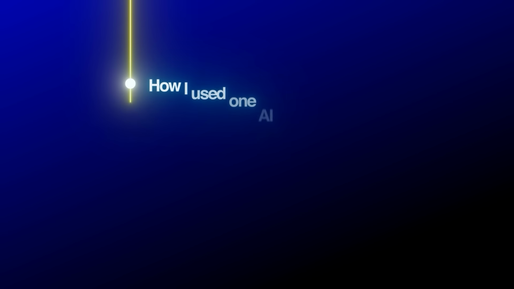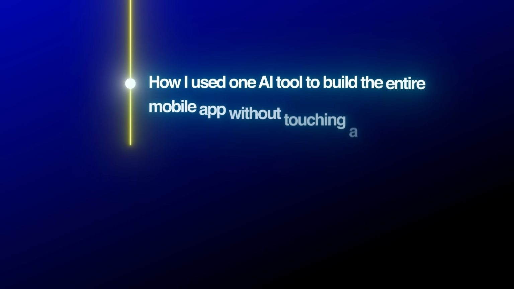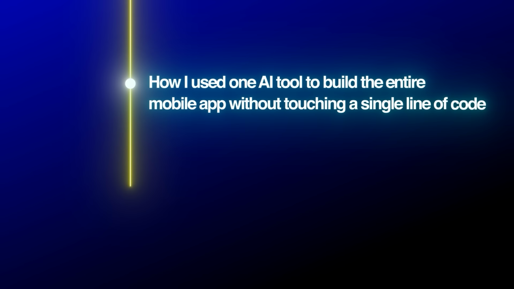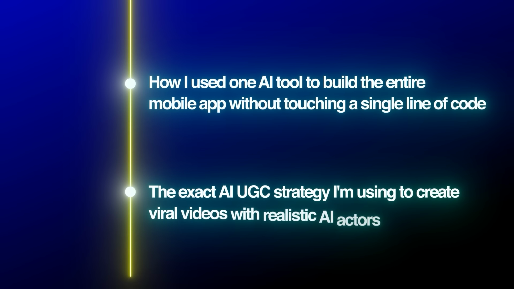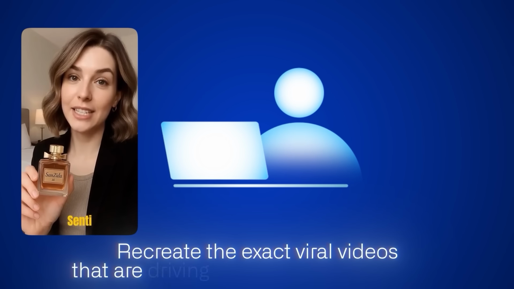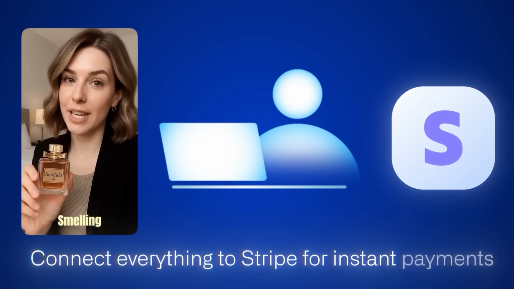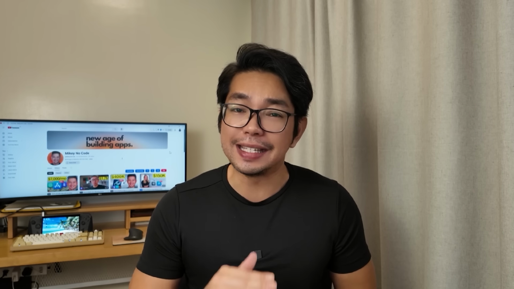First, how I used one AI tool to build the entire mobile app without touching a single line of code. Then, the exact AI UGC strategy I'm using to create viral videos with realistic AI actors. No filming, no hiring creators, just simple text prompts that generate professional-looking ads in minutes. You'll see me recreate the exact viral videos that are driving thousands of paid users, connect everything to Stripe for instant payments, and I'm going to show you the dead simple editing workflow that makes this entire process pretty effortless.